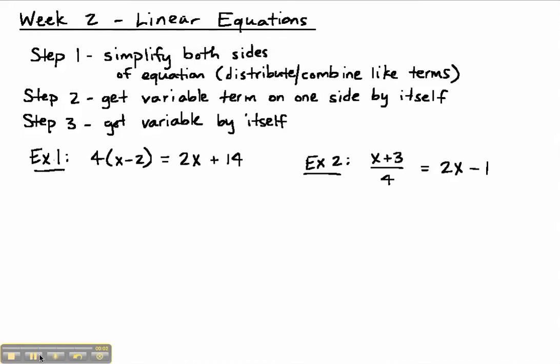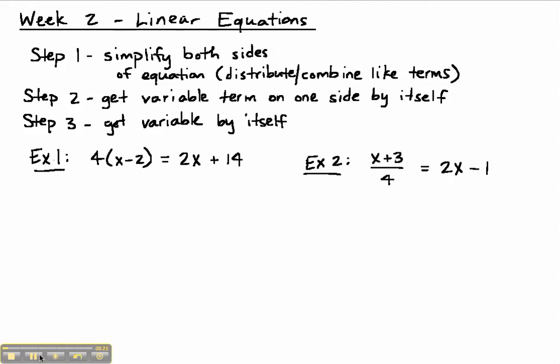There's three main steps for solving linear equations. Step one is to simplify both sides of the equation, and this can involve either distributing and/or combining like terms. And remember that combining like terms, a like term is anything with the same variable and the same exponent.